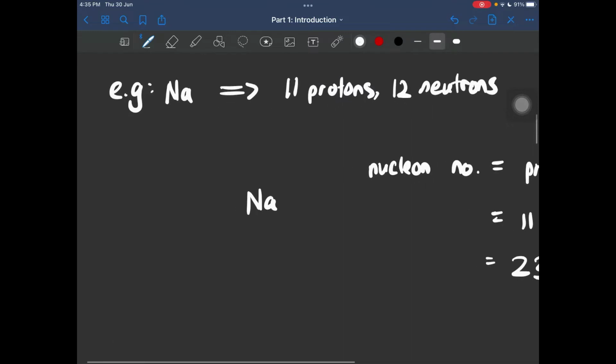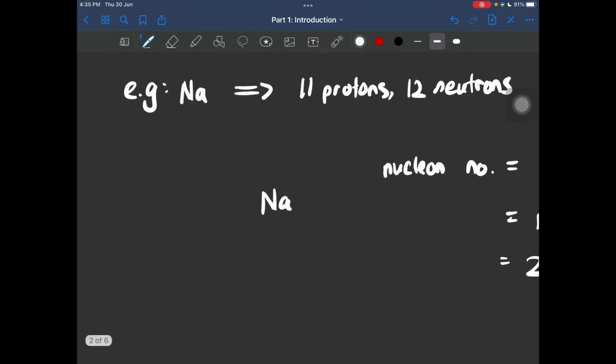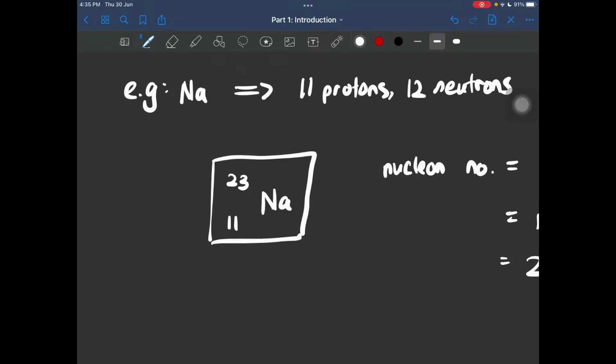So if we want to draw the standard representation of sodium, first we have to have the symbol. We have already put the symbol here, Na, and then we go on with the nucleon number, which is on the upper left. And then you go on to write the proton number on the lower left. So this is how you would draw the standard representation of sodium, right?